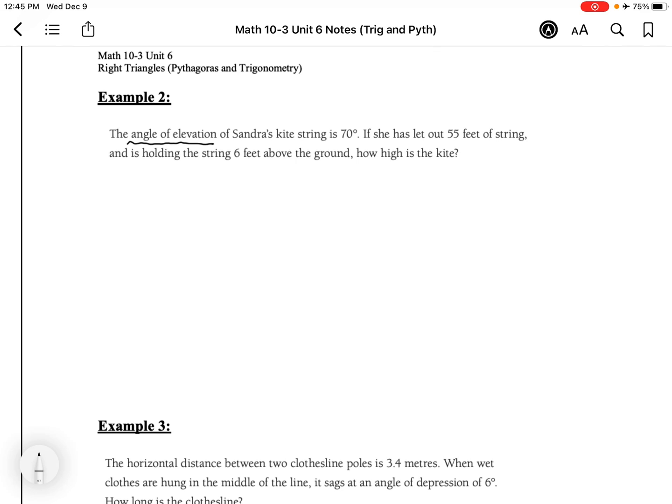Okay, well, when you're approaching these problems, the first thing you want to do is be able to draw a diagram of what's going on. So if you can imagine what's going on here, try and ignore the numbers for now. You've got this girl, Sandra, and she's flying a kite. So what's important here? Well, Sandra's standing on the ground, so I'm going to draw the ground. Here's the ground. Here's Sandra.